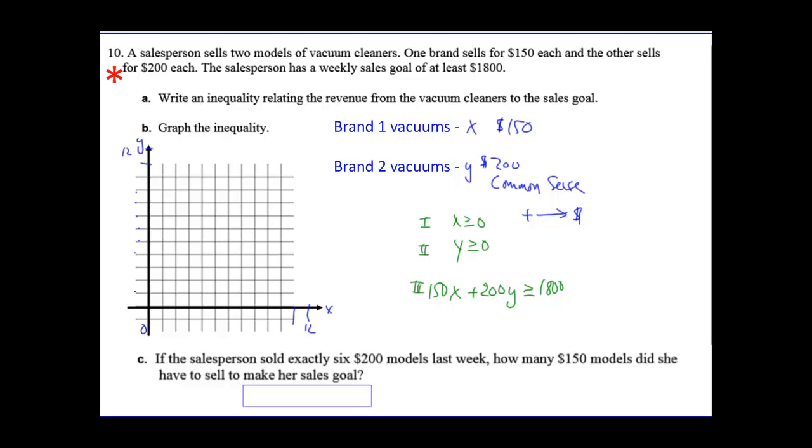Okay, so we know right now that whole box is shaded. In other words, hopefully we can sell everything to the right, so that's x greater than 0, and everything above, y greater than or equal to 0. So that leaves the one equation.